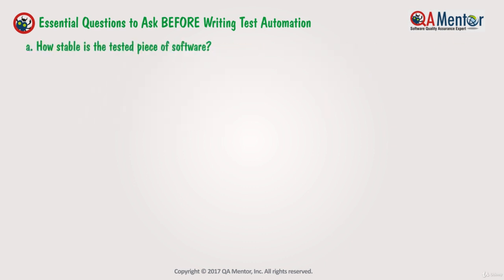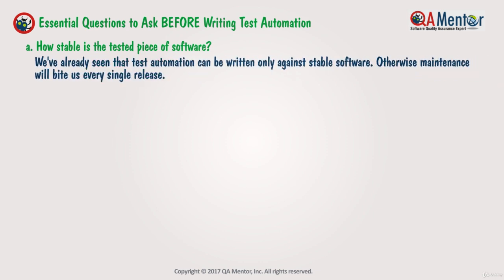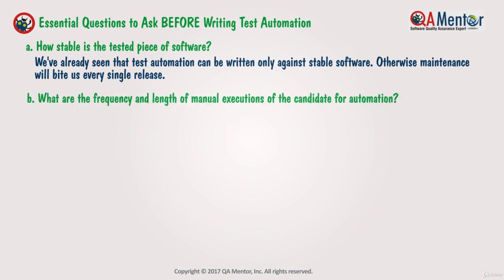A. How stable is the tested piece of software? We've already seen that test automation can be written only against stable software, otherwise maintenance will bite us every single release.